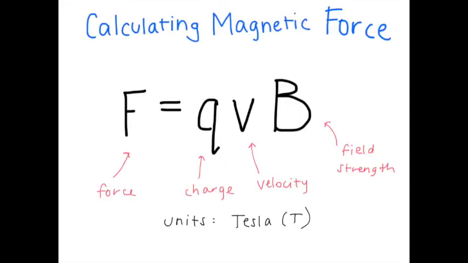Below I've written the equation for force on charges moving through magnetic fields. It states that F equals QVB, or the magnetic force equals the charge times the velocity of the charge times the strength of the overall field. The units for magnetic force are the Tesla, which is written as a capital T.